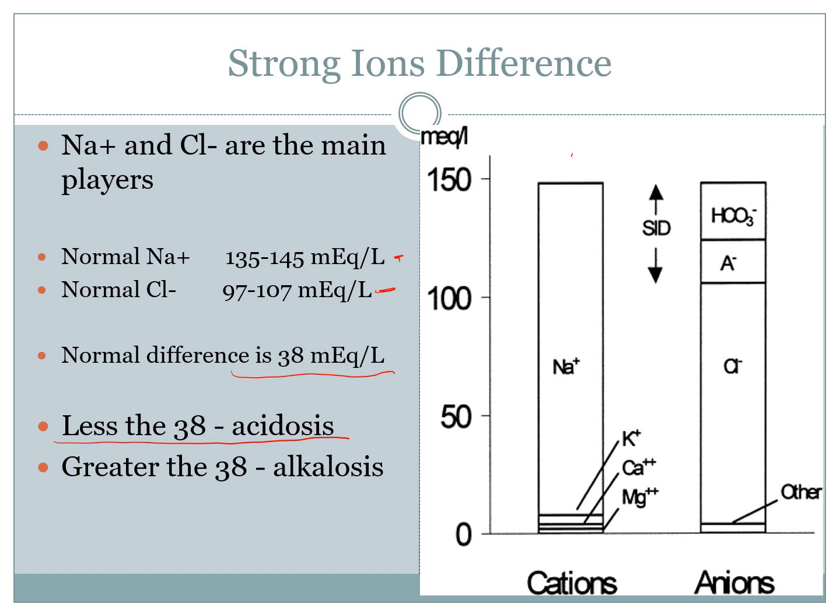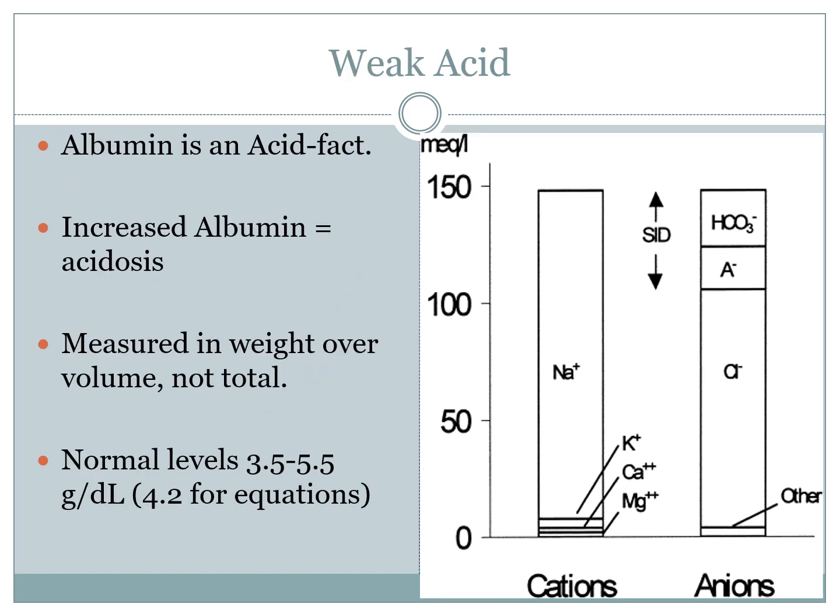But we'll move on to the third independent variable, which is your weak acid. Now the main weak acid that plays a role is your albumin. Okay, so first of all I need you to understand and accept that albumin is an acid. If you want, pause it, Google it, ask, is albumin an acid? I'll come back saying yes it is.